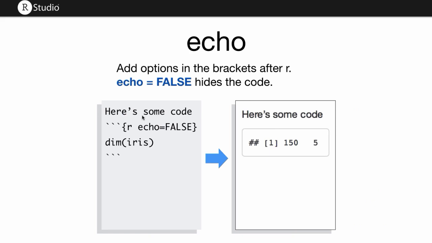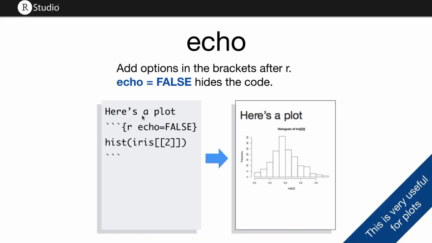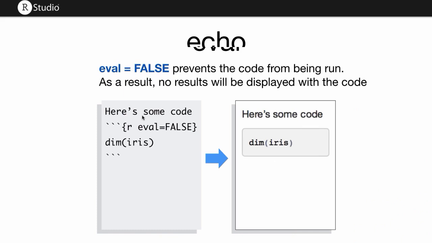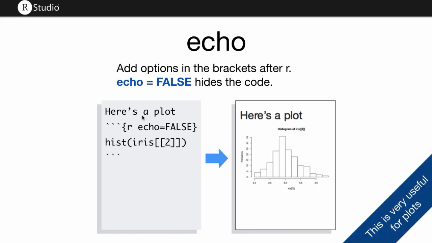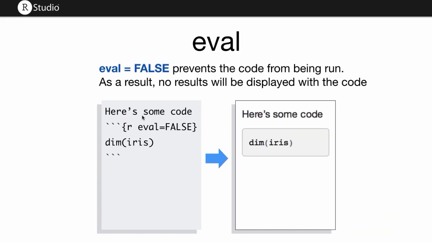After the R in the braces at the top of a code chunk, you can insert options that tell R Markdown how to treat the code in that chunk. These options don't work for inline code, but they will work for any code chunk that you make. The most popular option is probably echo equals false. This tells R Markdown to return the results of the code, but not to return the code itself. Don't echo the code back into the report.